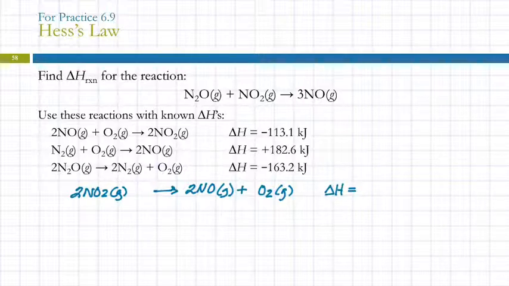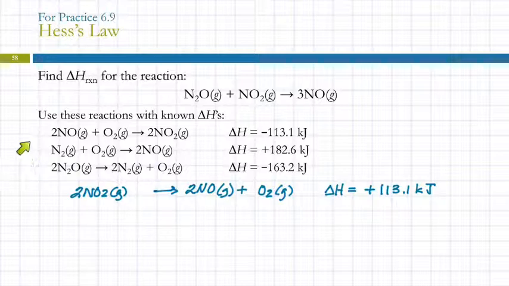What do I need to do to this delta H when I reverse the reactants and products? I need to change the sign, right? So this is going to be plus 113.1 kilojoules. Now you wouldn't have to write the plus there, but I like to put it there just to emphasize that, yeah, I didn't just forget to write a negative sign. This is really positive. Okay, so we are closer.